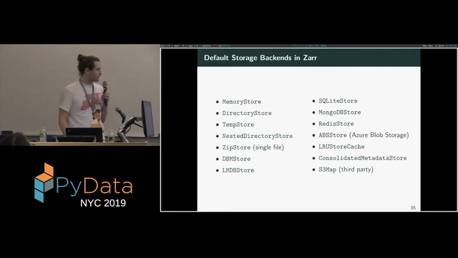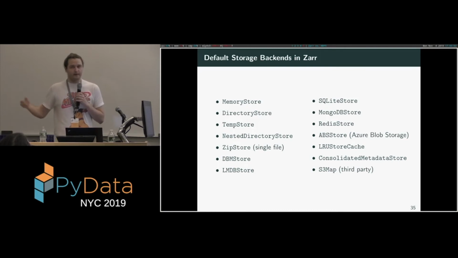Zarr has, again, far more options. Some interesting ones are that you've got your memory store, like I said before, but some cool ones are the S3 map and the ABS store. So these are dictionaries that map blocks to S3, like Amazon S3 object storage or Azure Blob storage. So instead of having a file located on disk, you could pass someone an S3 URI and they would be downloading the chunks on demand.